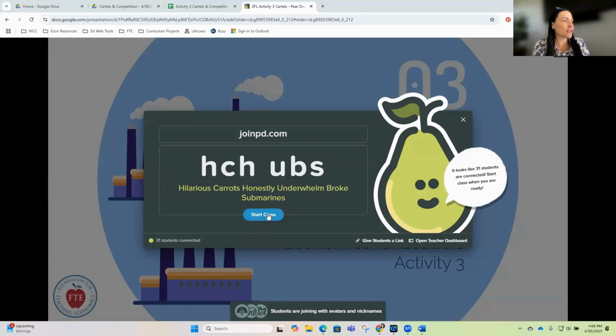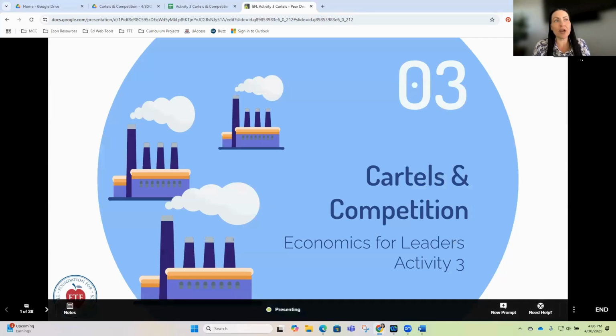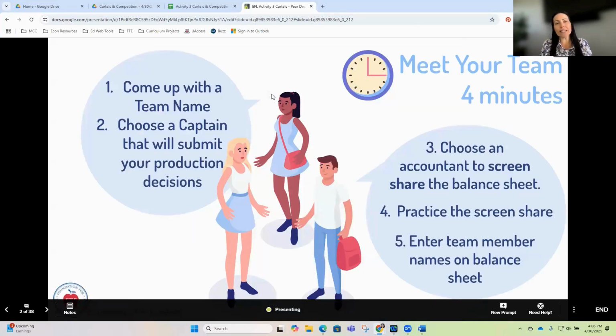So let me go ahead and close that. You'll still see the code at the top right of my screen, and you can always scroll back through the chat if you get disconnected and need to get back in. Debbie posted the code there. We're just going to jump right into the activity.